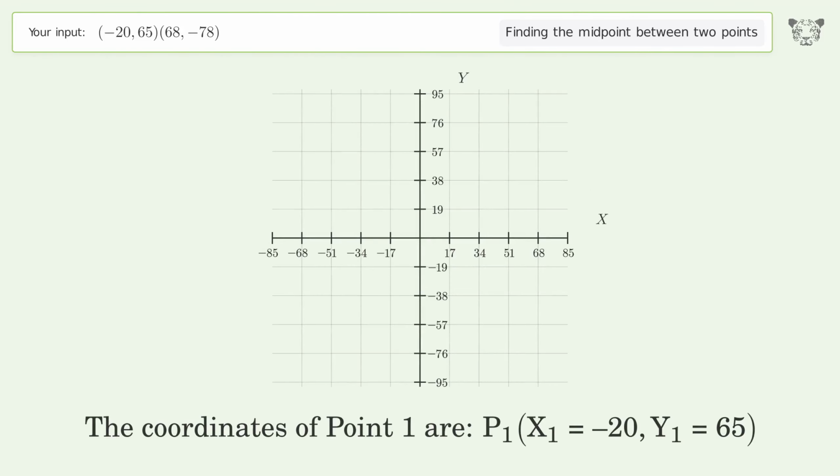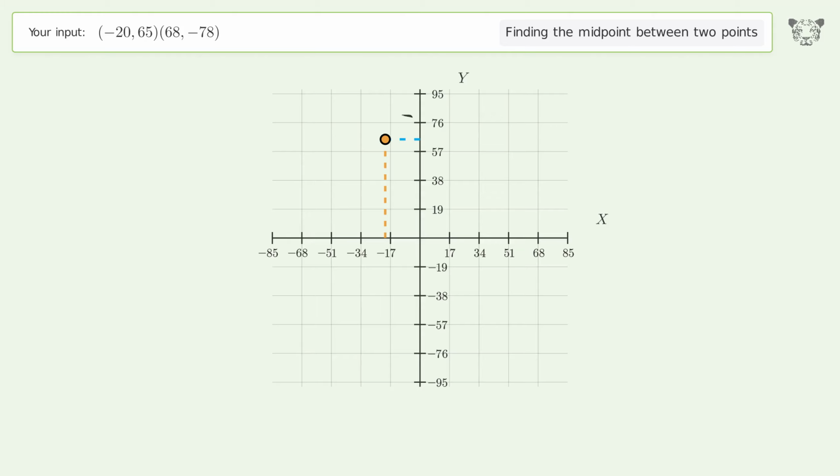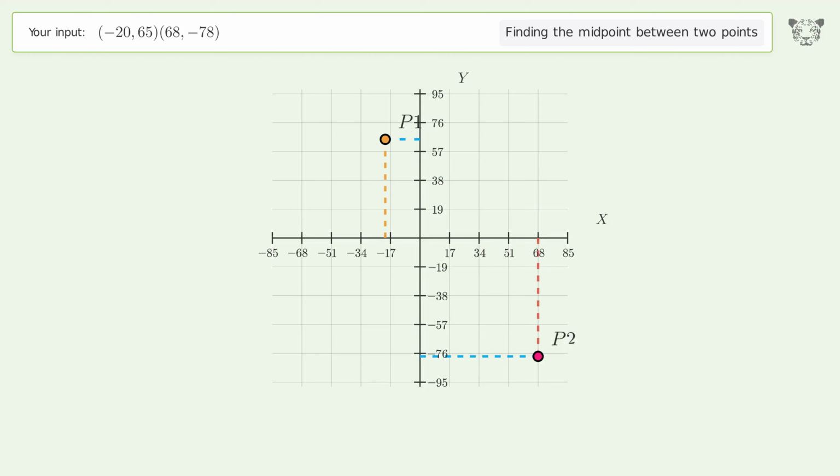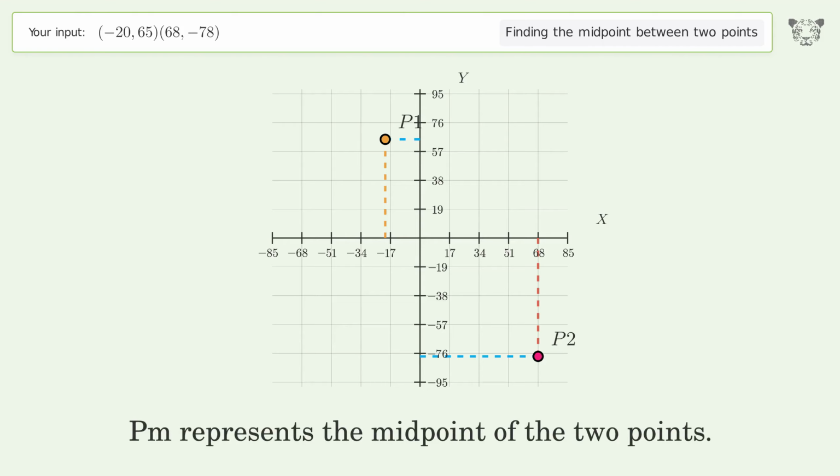The coordinates of point 1 are x1 equals -20, y1 equals 65. The coordinates of point 2 are x2 equals 68, y2 equals -78. PM represents the midpoint of the 2 points.